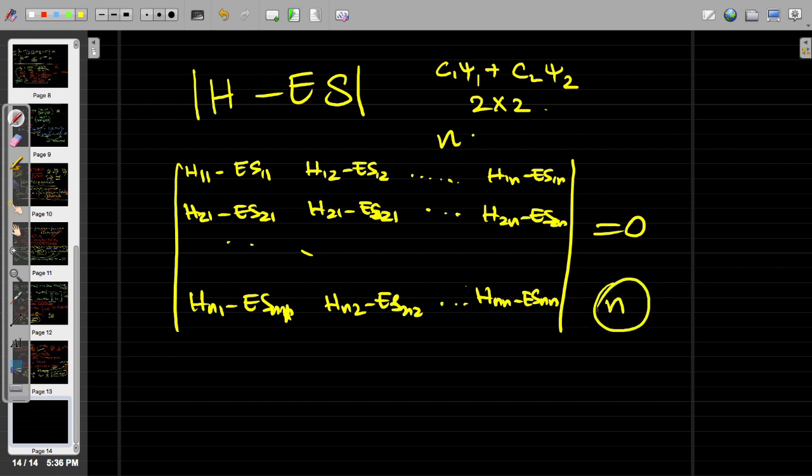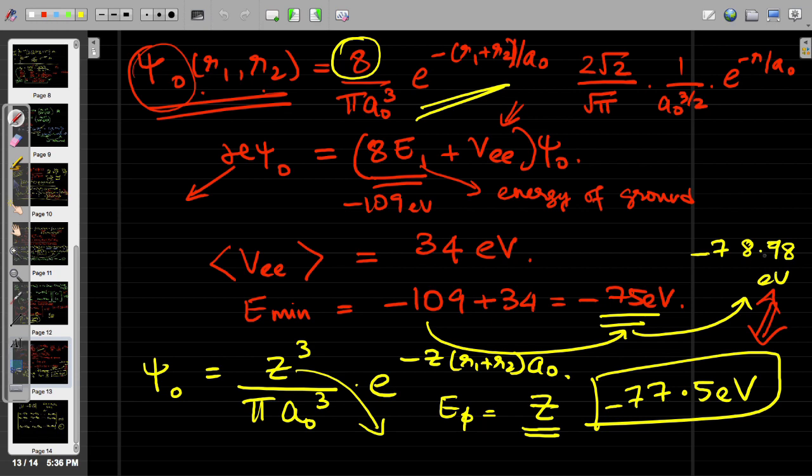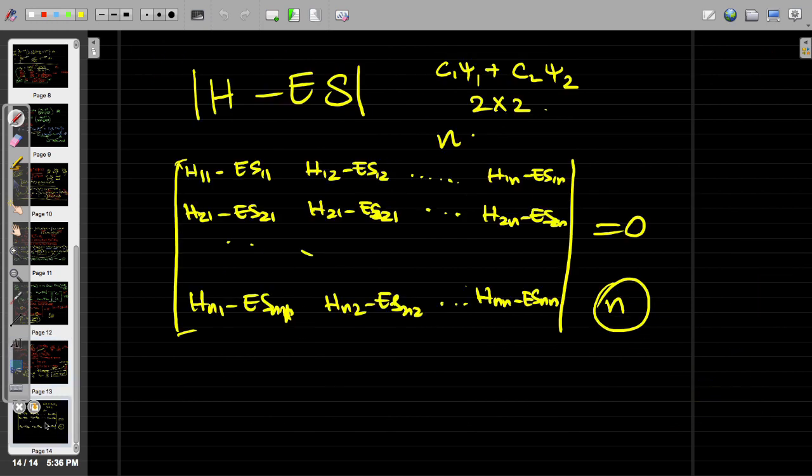If this gets solved, you're going to get n roots, and the lowest of the roots would help you get an estimate of the higher estimate of the ground state energy. Okay, so this is how, of course, as you keep adding more and more functions, you might be able to get closer to the experimentally determined value.